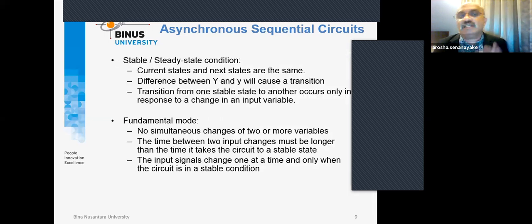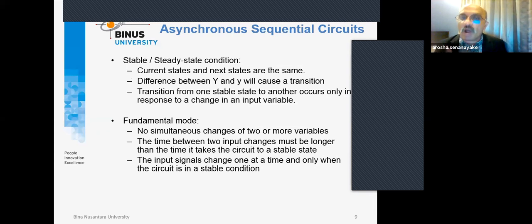So that is the first. When it comes to dealing with asynchronous sequential circuits, make sure current states and next states are the same. That is the steady condition, the steady state condition. A difference between capital Y and simple y will cause a transition. So if at all there exists a difference, then we call it a transition.